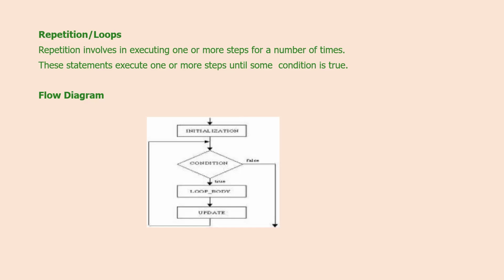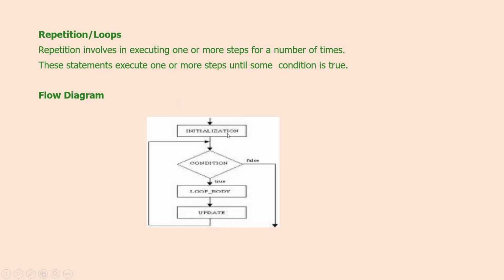In the selection and sequence blocks, the statements in your problem solving are executed one time. But in a loop, the same statements can be executed multiple times if the condition is true. Till the condition becomes false, the particular set of statements will execute. These statements execute one or more steps until some condition is true.